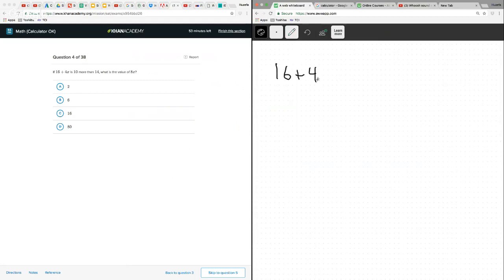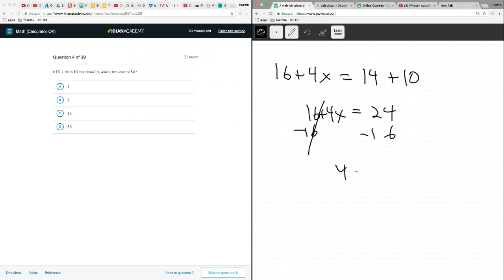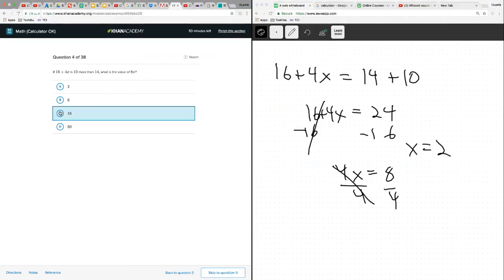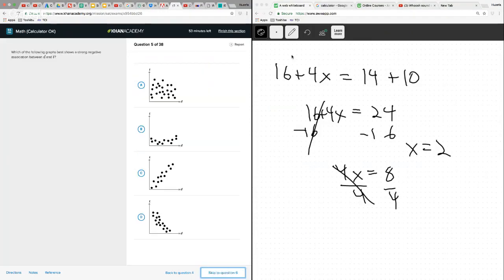16 plus 4x is 10 more than 14. Boom. Let's just solve it. 24 equals 16 plus 4x, subtract 16. Subtract 16, 4x equals 8, divide by 4, x equals 2. If x equals 2, 8x is 8 times 2, 16. Next.